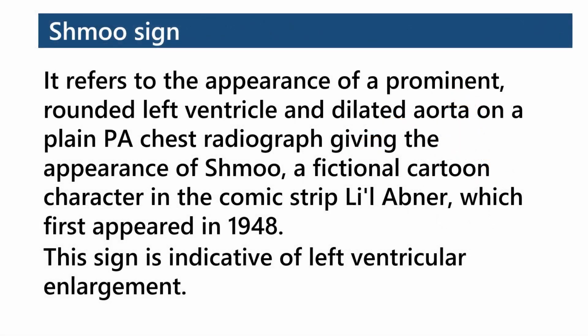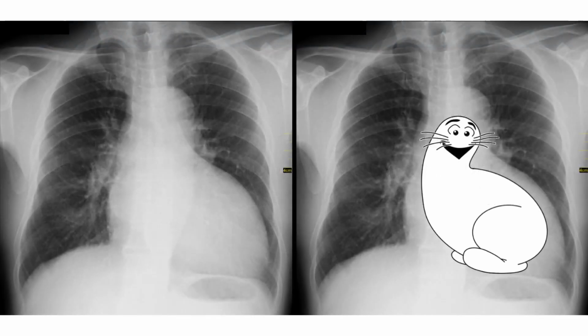SHMU sign refers to the appearance of a prominent rounded left ventricle and dilated aorta on a plain PA chest radiograph, giving the appearance of SHMU, a fictional cartoon character in the comic strip Li'l Abner, which first appeared in 1948. This sign is indicative of left ventricular enlargement. This is an annotated image showing the SHMU sign.